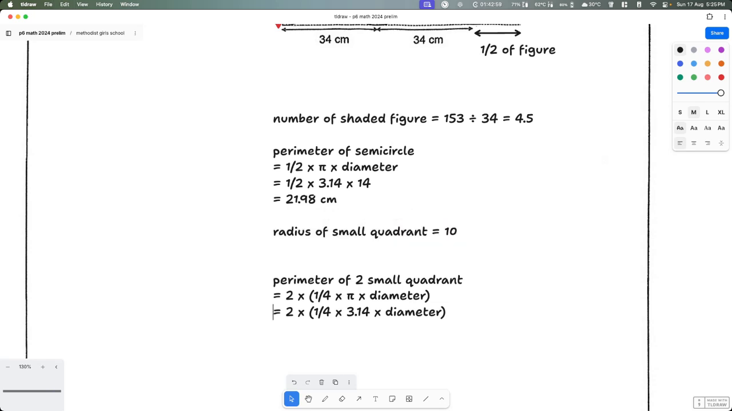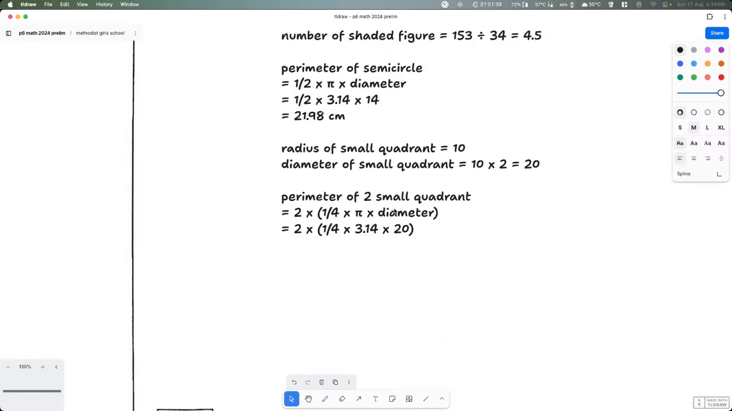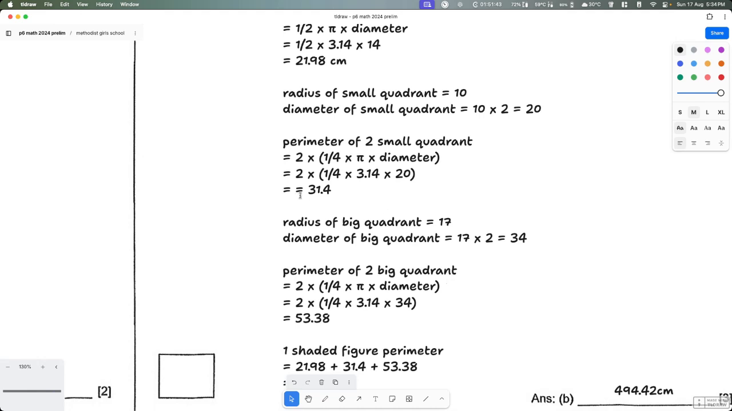So that means diameter of small quadrant is equal to 10 times 2, which is 20. So let's put 20 over here. Okay, we can calculate this whole thing. And okay, so the answer to the two small quadrants is equal to this, right? 31.4. So I also did the rest, all right?